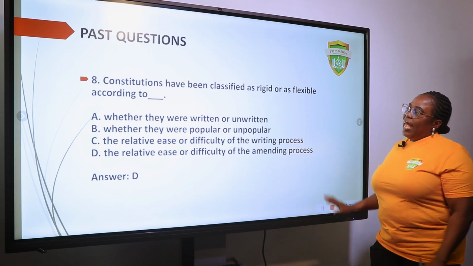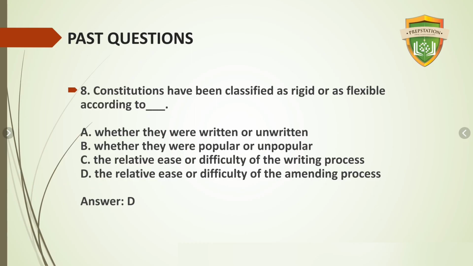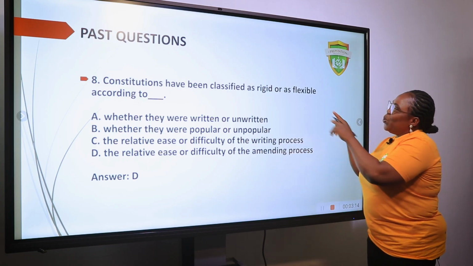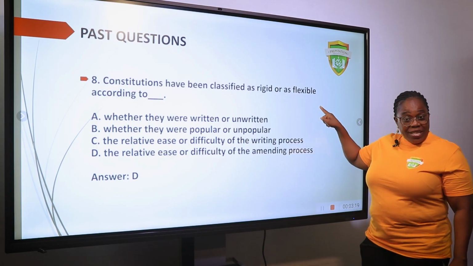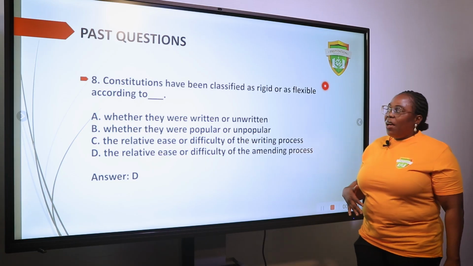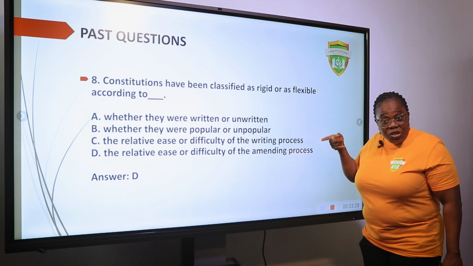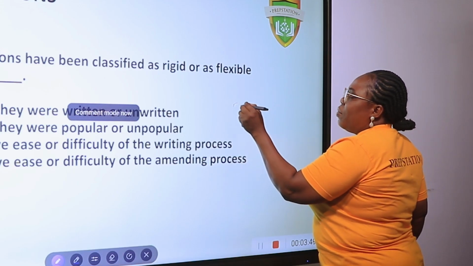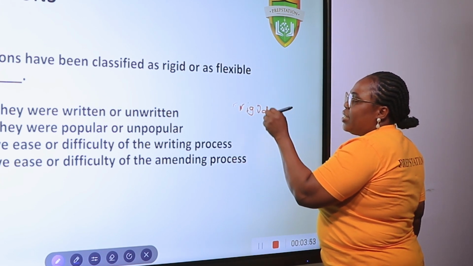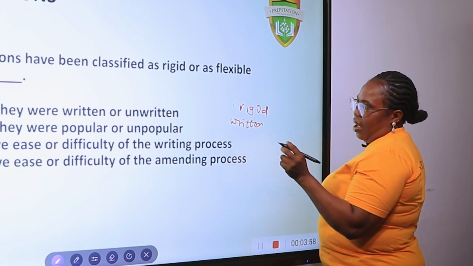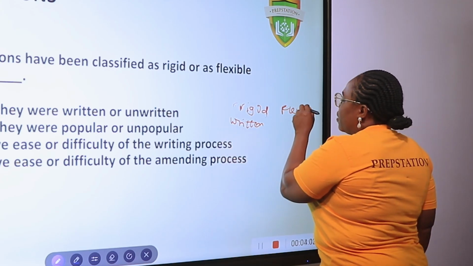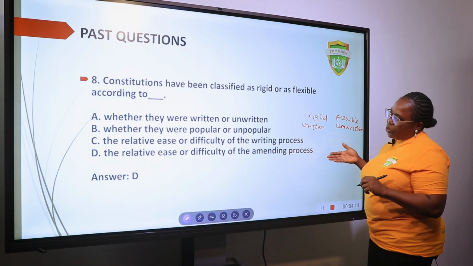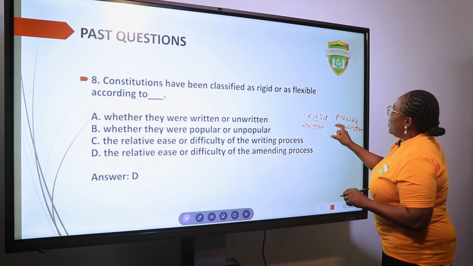Okay, let's go to number 8 question. It says, constitutions have been classified as rigid or as flexible. Yes, this question looks a bit confusing. They are putting two opposites together. Rigid is the opposite of flexible. Now let's go back to the types of constitution we have. You know, we have the rigid constitution, the written constitution, the flexible constitution, the unwritten constitution. You know that. Now let's do this. When you talk about the rigid constitution, rigid, written, then you have the flexible, the unwritten. Something should go to your mind. Something should tell you that these two go together.